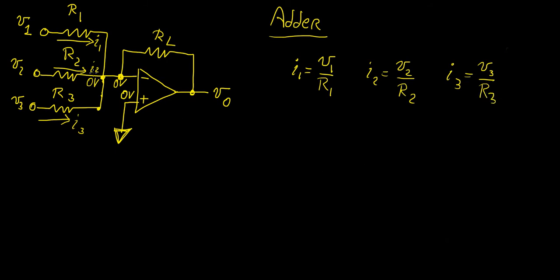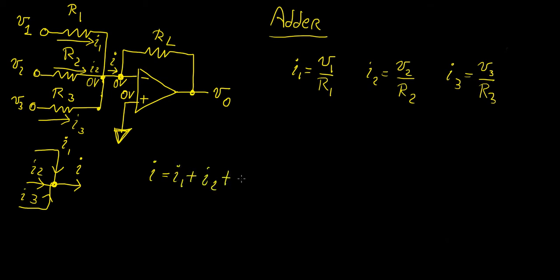And then what we're going to have over here is some current coming out of that. So at this node, if we look at it very carefully, we have 3 currents coming in. We have I1, I2, and I3. So we can apply KCL at this node, and we know that I should be equal to the sum of the other currents coming in. Okay, so we know what this is going to be.